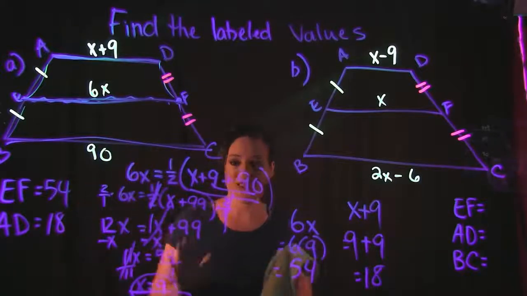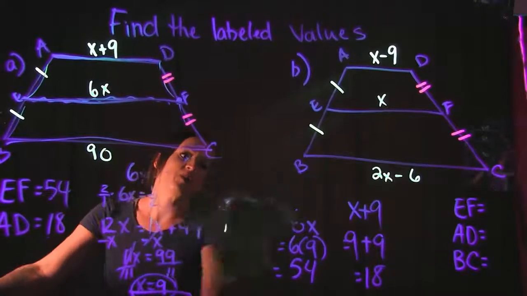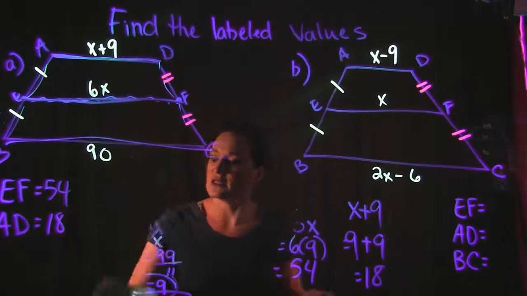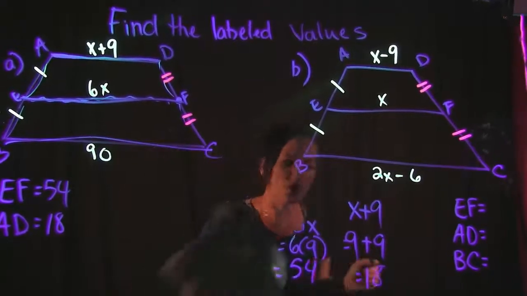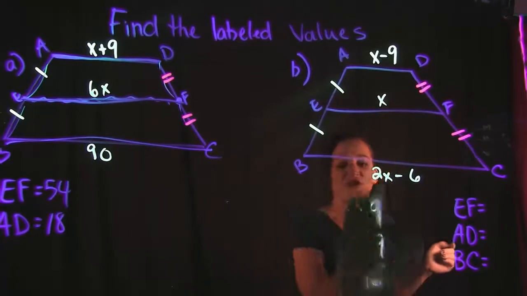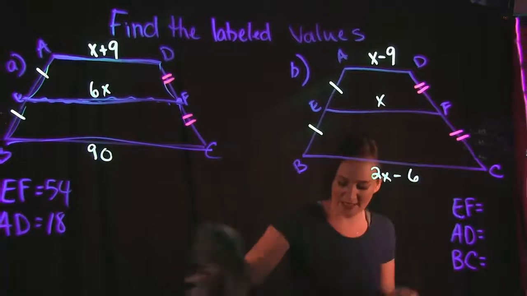So we're going to do that same exact thing, but with example B over here. So I'm going to erase this, and we're going to set up our new equation with example B using the same exact rule, keeping in mind that our midsegment is 1/2 of the two bases combined.